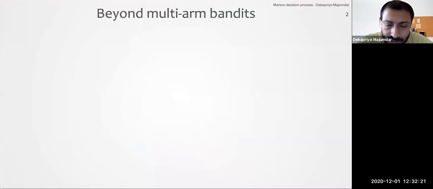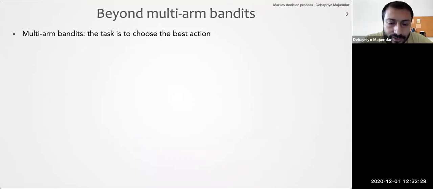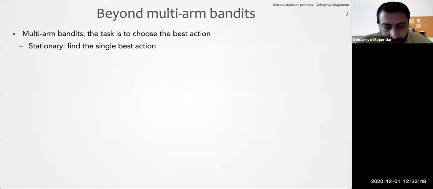So we have covered multi-arm bandits in the last two classes, and there the task was always to try to choose the best action. Obviously, we had greedy, epsilon greedy, and many other methods because the best action was not known to us. But the scenario was that if it was stationary, then there is always exactly one best action.